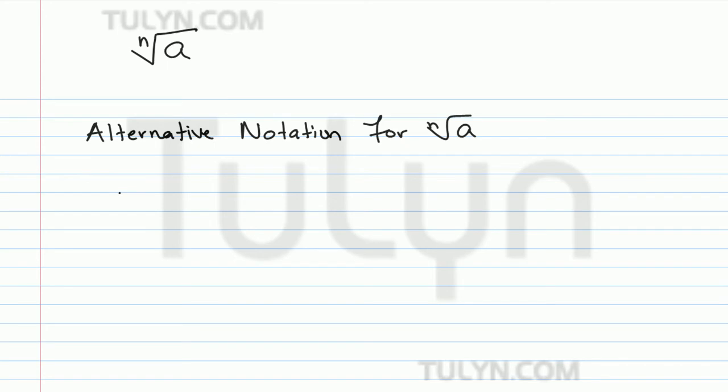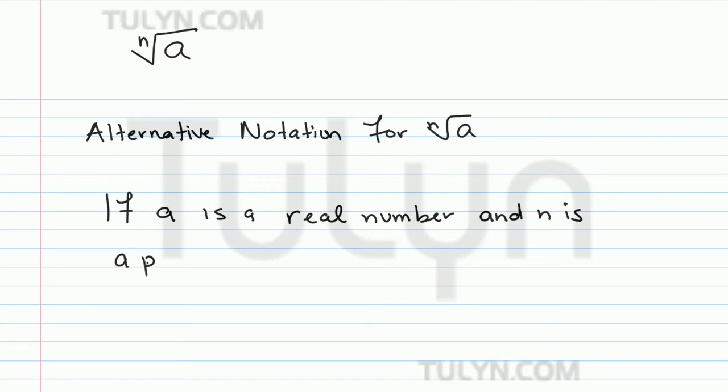So this alternative notation states that if a is a real number and n is a positive integer, then we can write the nth root of a as a to the 1 over n.